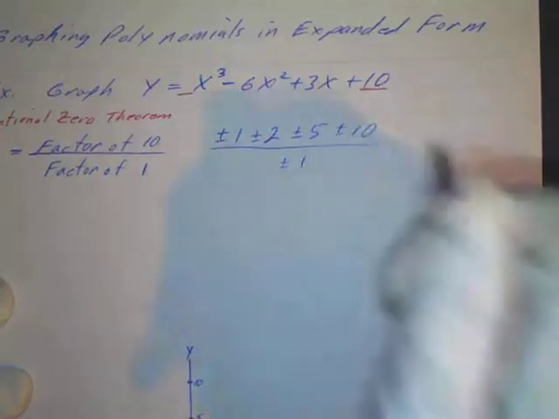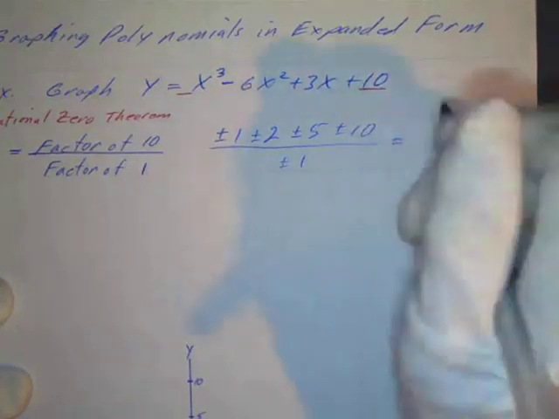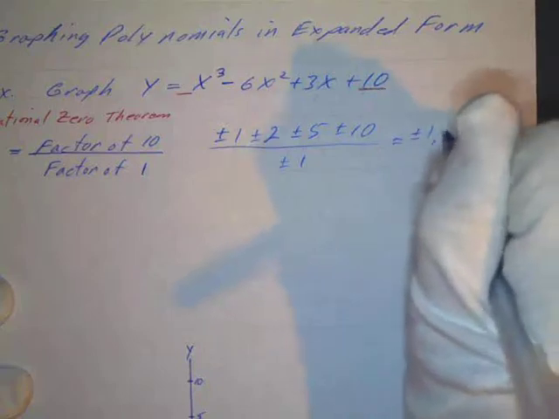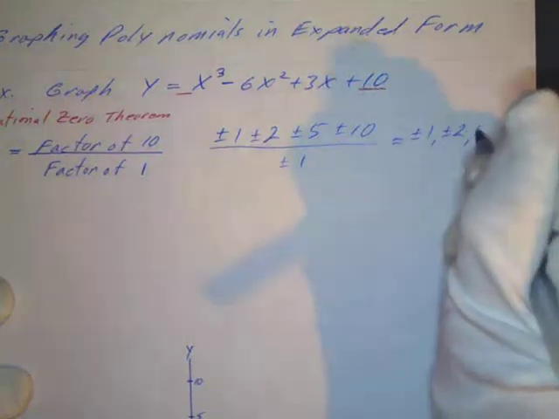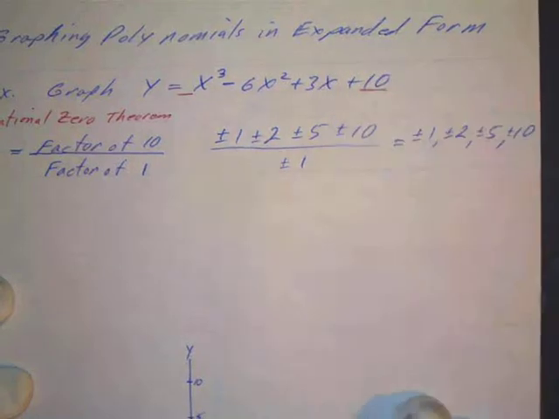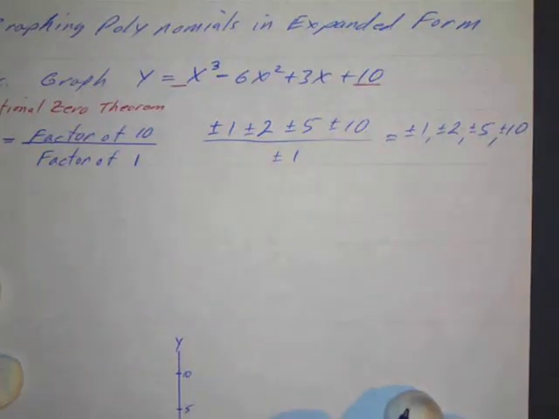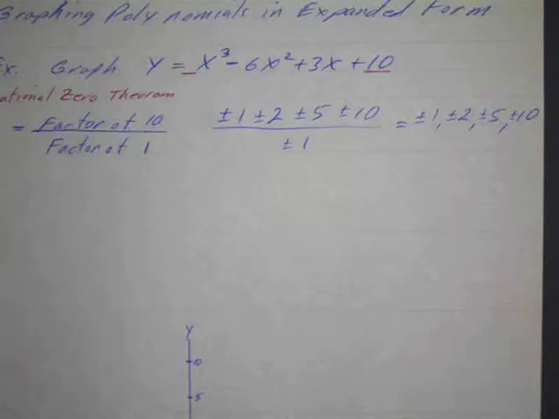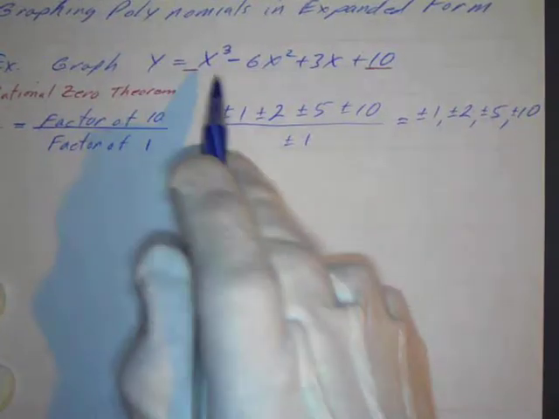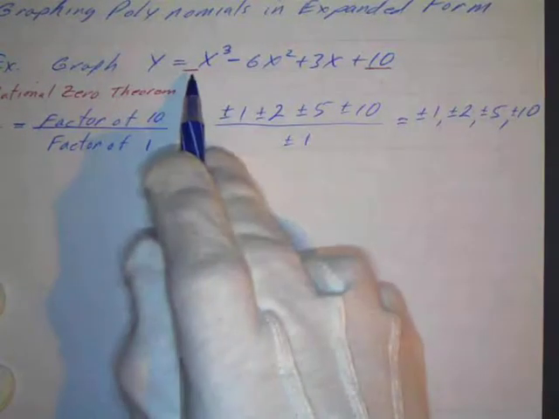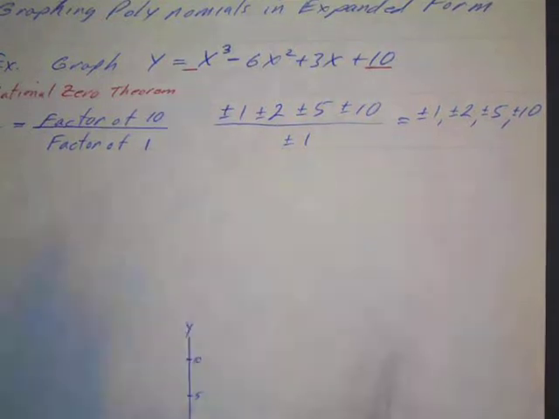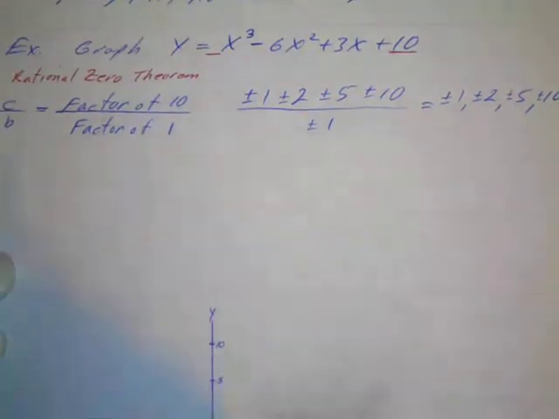All right, so our factors are just going to be these four: plus or minus 1, plus or minus 2, plus or minus 5, plus or minus 10. So those are the possible rational roots we have. So the way we find out is we just use our remainder theorem. We just divide by each of these until we get a remainder of 0. Then we know that that's going to be a 0. So let's start with 1.